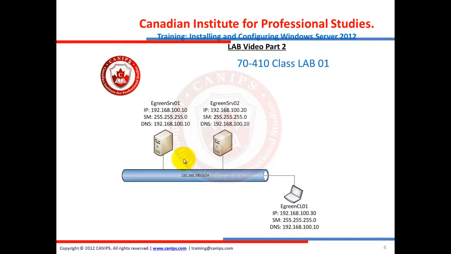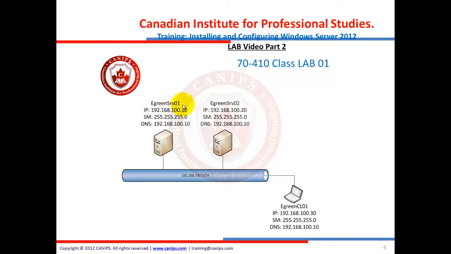In this complete training 70-410, we are going to have 2 servers and 1 client. So here are my 2 servers. Both of them are Server 2012 R2, and the client is Windows 7. It can be Windows 8 as well. The first server name is egreenserve01, and the second server name is egreenserve02.